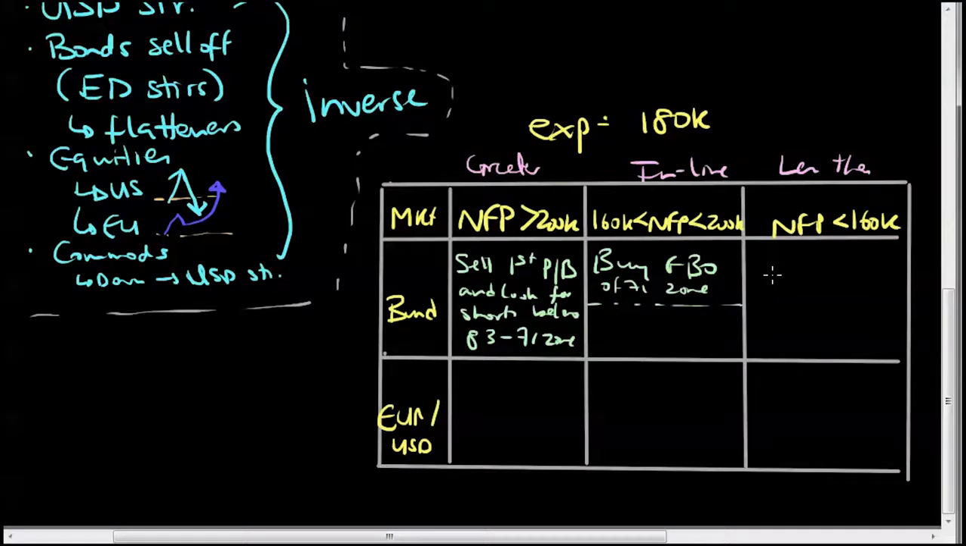If we get a below expected number, then I'm probably looking to fade with a little bit more confidence. I've already looked at the structure. It looks bearish. So I'm looking to sell/fade a lower number.